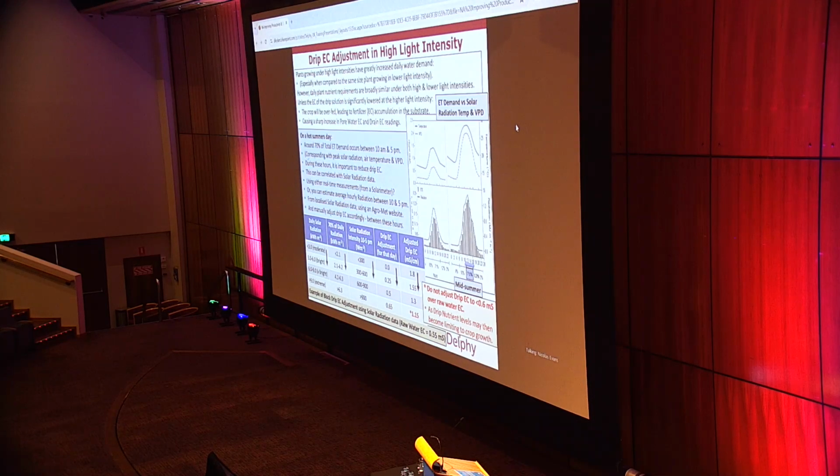And that can cause a sharp rise in pore water EC and drain EC. So on a hot summer's day, around about 70% of the total ET demand occurs between 10 a.m. and 5 p.m. And that corresponds with peak radiation and irradiation in the afternoon as well, and air temperature and VPD. So during these hours, it's important to reduce the drip EC, and this can be correlated with solar radiation.